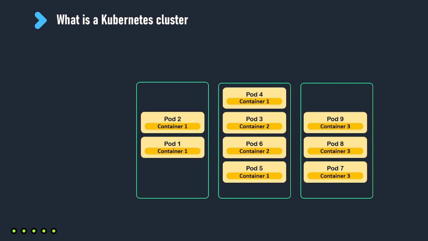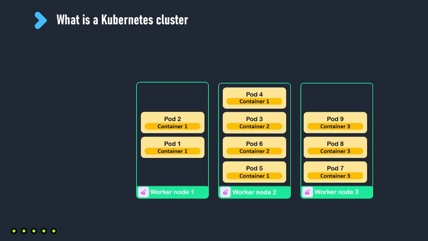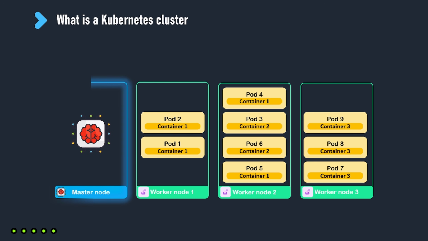The nodes on which our applications are running are called worker nodes. So worker nodes are meant for hosting our applications running inside containers. In addition to the worker nodes, there is always a node that is different from the worker nodes, and it is known as the master node or the control plane. The master node is not dedicated for running our applications.